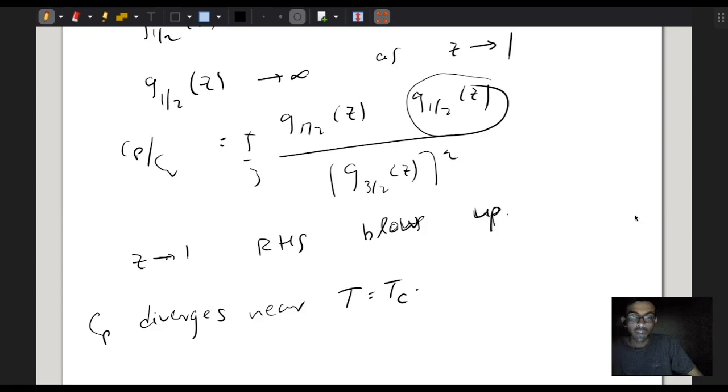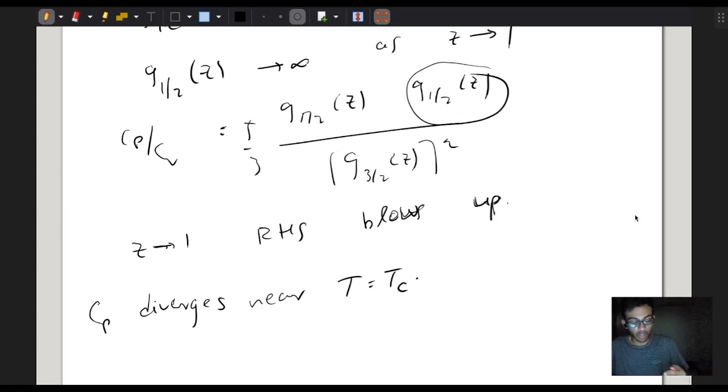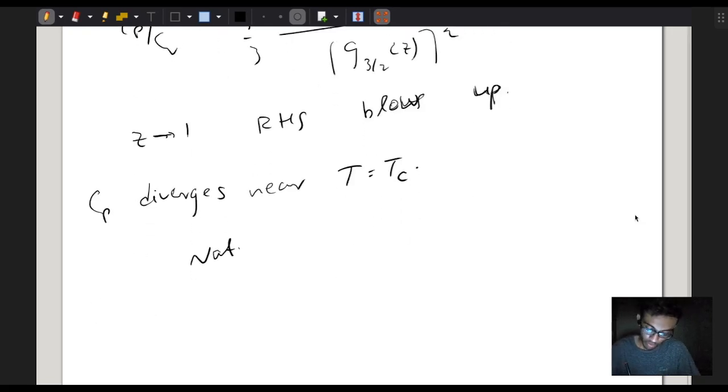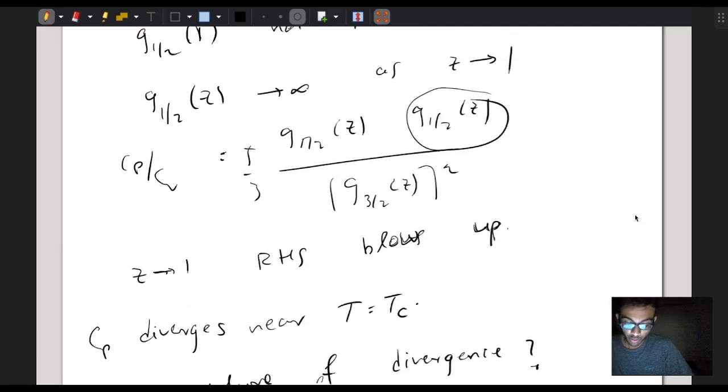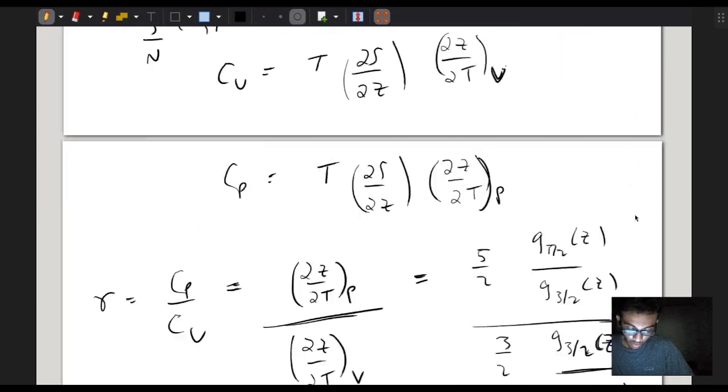Okay. So we have now established that Cp diverges near the critical point, and what is left to be done is finding the nature of divergence. So how does it diverge? What is the nature of divergence? How does Cp look near T equal to Tc?